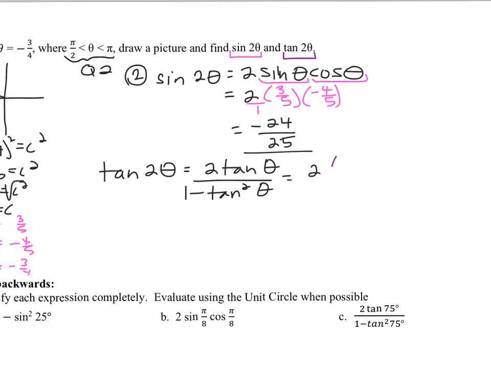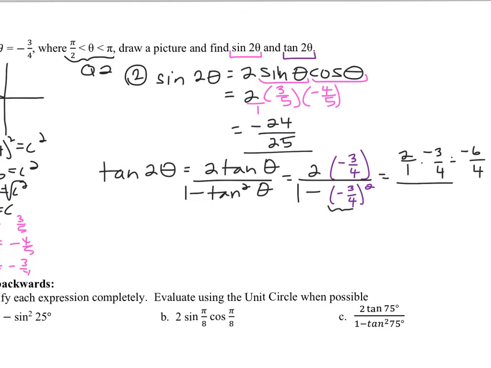And we said tan theta was given as -3/4, divided by 1 minus tan squared theta. We'll take that -3/4 again and just square it. To multiply the 2 with the -3/4, I'm just going to write 2/1 times -3/4, and that gives me -6/4. On the bottom, -3/4 squared is going to be 9/16.